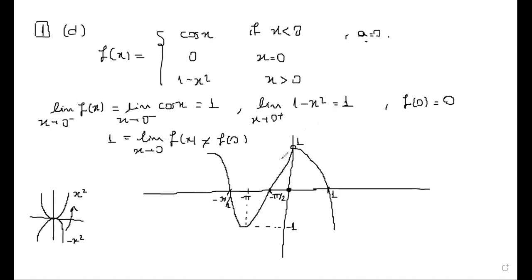Now, from this graph also, we can see we're approaching 0 from left and right. We get 1 as a limit, and it's defined by 0 here. So it's discontinuous, right?